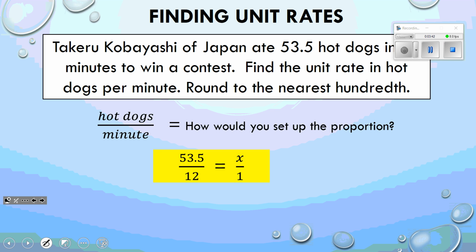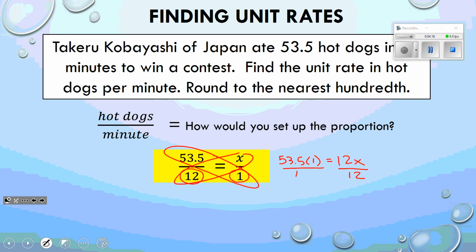So we set that up on one side. And on the other side, since it says what is the unit rate, unit rate means we want to know how many hot dogs they ate in 1 minute. So here's the 12 minutes, here's the 1 minute. Now look what happens here. If you do your proportions in your butterfly wings, on one side you're going to have 53 and a half times 1. Well, that doesn't change 53 and a half, because 53 and a half times 1 is just 53 and a half, and the other side is 12x. So all you're having to do is divide by 12.